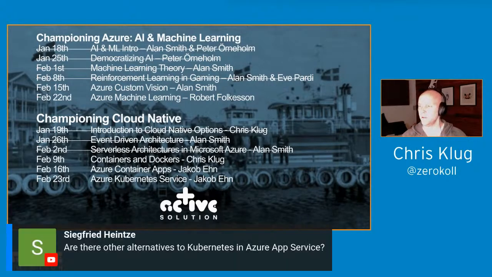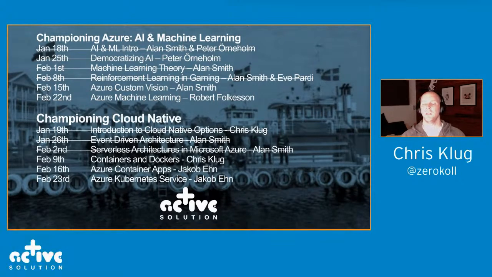Are there other alternatives to Kubernetes in Azure App Service? So in Azure, you can select Kubernetes as AKS, so Azure Kubernetes Service, if you want to have a Kubernetes cluster. You can host your containers using Azure App Service for containers. So basically, you create a web app. You can host that web app as a container in Azure as well.